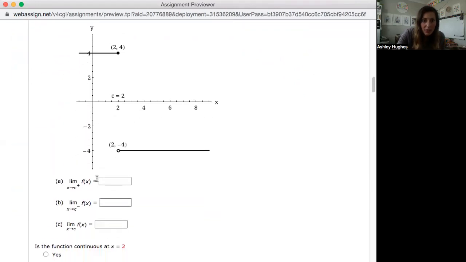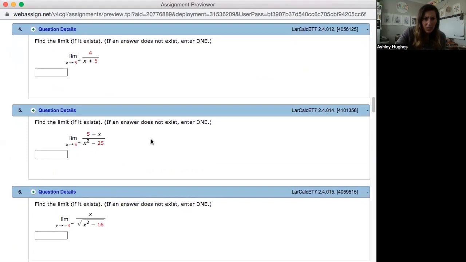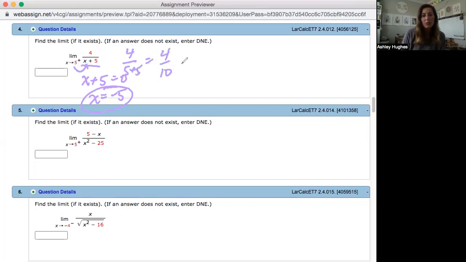Let's see. From the right, we're approaching -4. From the left, 4. It's not continuous. So let's talk about this one. 5 from the right. In this case, there's no problem. The only problem is going to be when the bottom equals 0, and what would make the bottom 0 is x equals -5, not 5. So you can plug 5 in and you get 1 over 5 plus 5, which is 4 over 10, which simplifies to this.